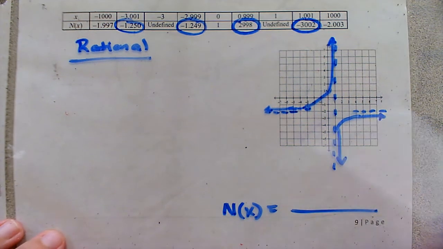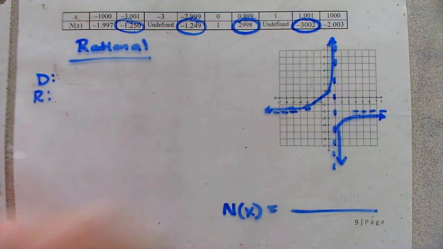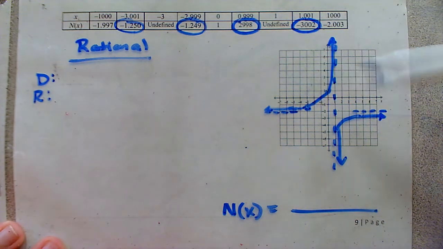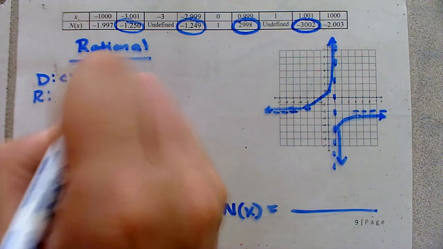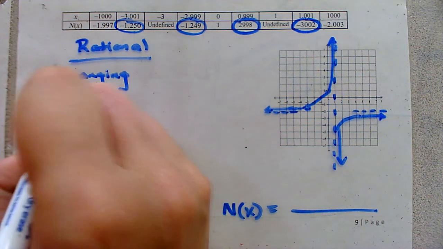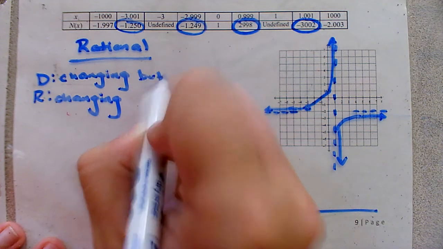this graph. If we tackle some of the properties, domain and range, the shape of this graph again can change depending where the asymptotes or holes are located. So we'll go ahead and say changing for both the domain and range, but we will take the time to practice what it is in this case.